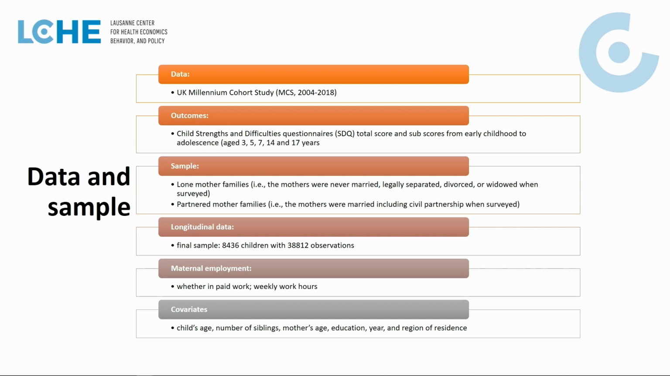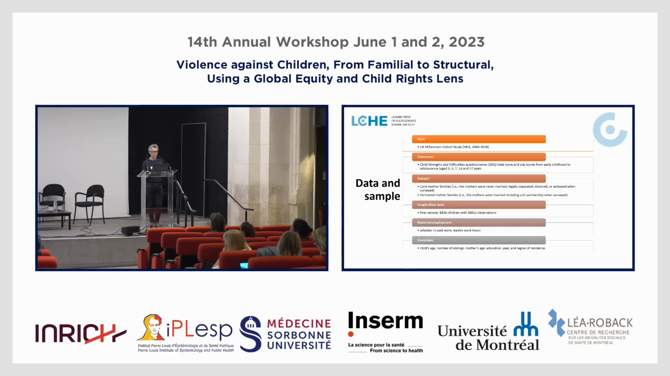We use data from the Child Strengths and Difficulties questionnaire and look at the total scores and subscores of children at different ages. And essentially, I'm going to tell you that in a moment, but we had a sample of lone mothers in this cohort, which we compared to a sample of partner mothers. I'll tell you why in a moment. And then we include a series of controls. We define maternal employment as whether the mother was in paid work, and also the number of weekly hours that she was working.